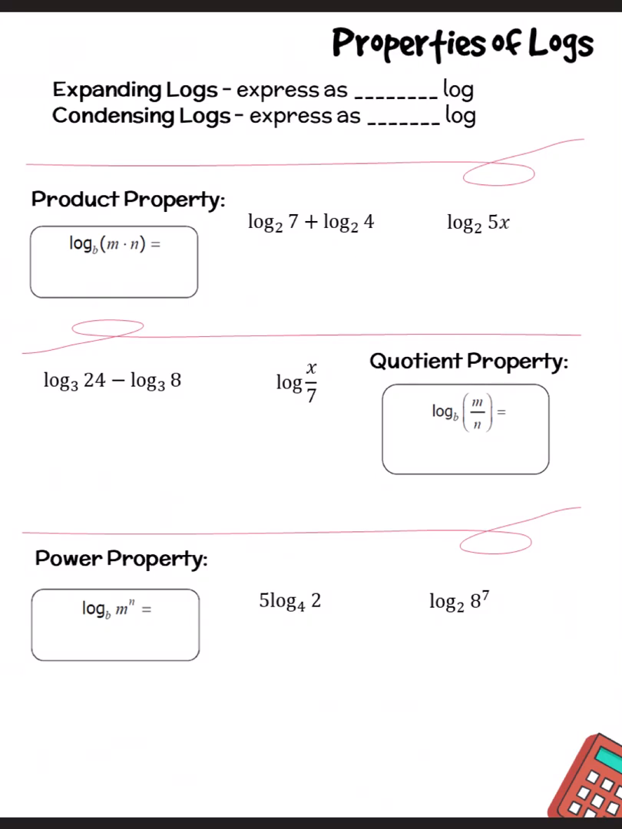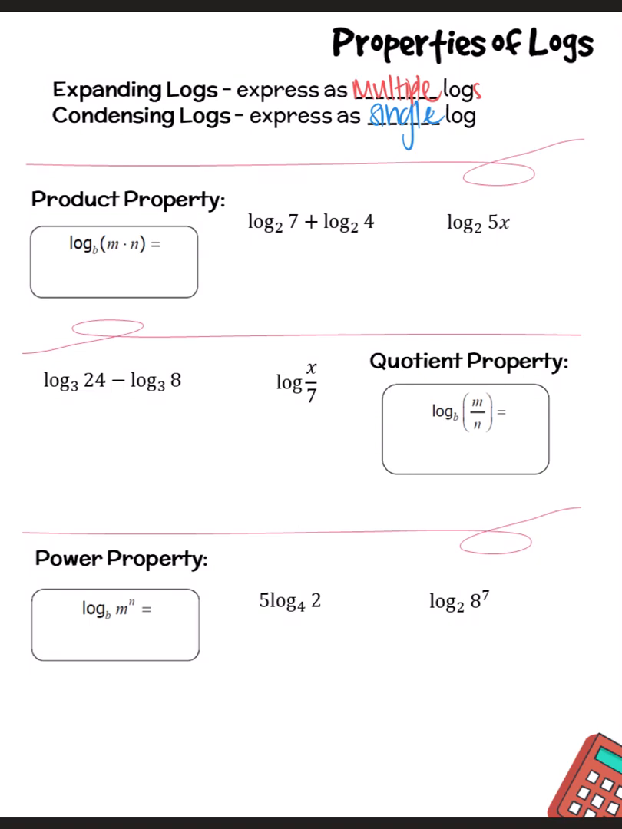All right, let's look at expanding and condensing some logs using our properties. So what do I mean? Expanding means we're going to be taking one log and separating it into multiple logs. Condensing is the opposite. We're going to take multiple logs and condense them into a single log. So we're going to put it into one.